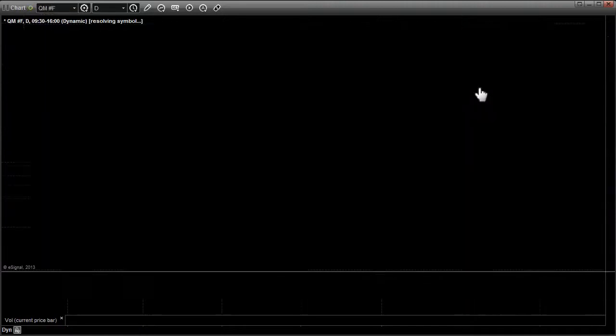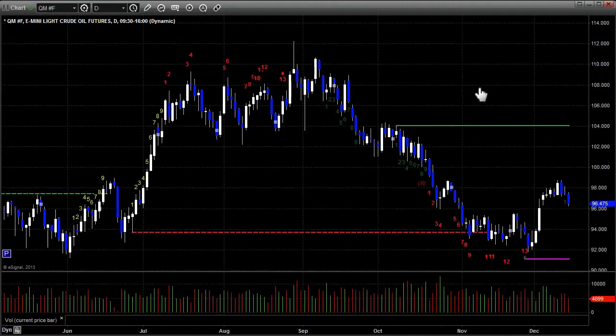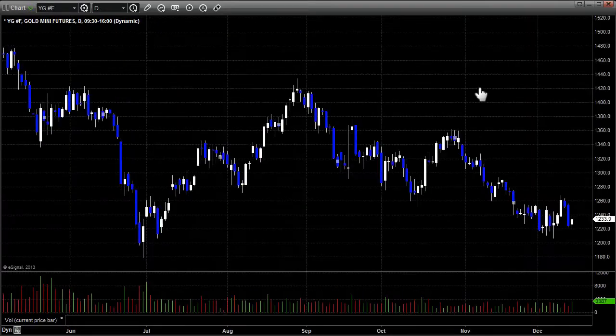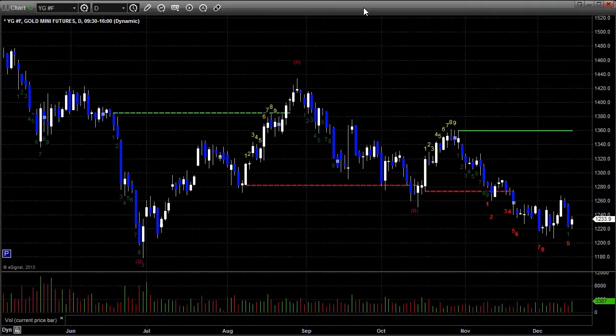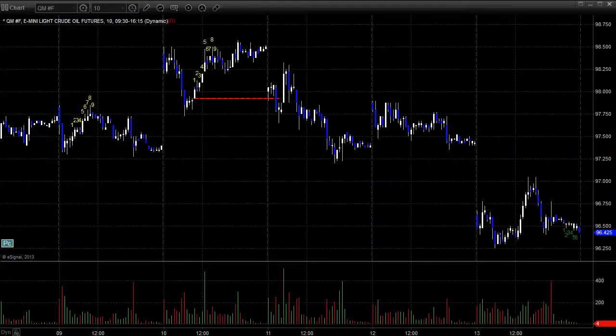Let's take a look also at oil at this time of year. It got back up over 98, closing near 96 for the week. And we will also look at the front month gold contract, which has really been doing a whole lot of nothing.